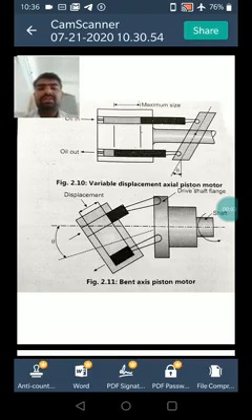Hi friends, now we see here the axial piston motor. There are two diagrams in it. First one is the variable displacement axial piston motor and the second is the bent axis piston motor. Okay, then first see the construction and working.